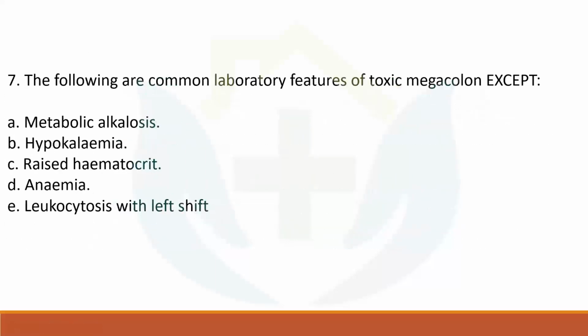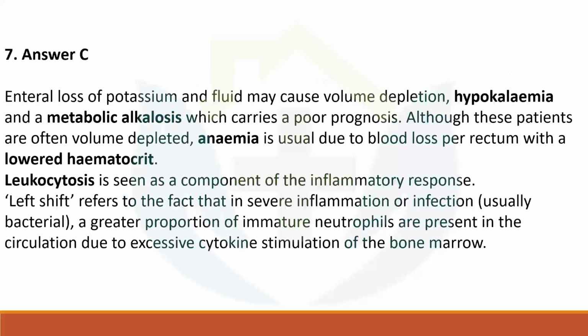Answer is C. What is the answer? It's anemia, except they have asked. So anemia is not commonly a feature of toxic megacolon. Why? See, enteral losses of potassium and fluid may cause volume depletion. So hypokalemia and metabolic alkalosis, which carries a poor prognosis.